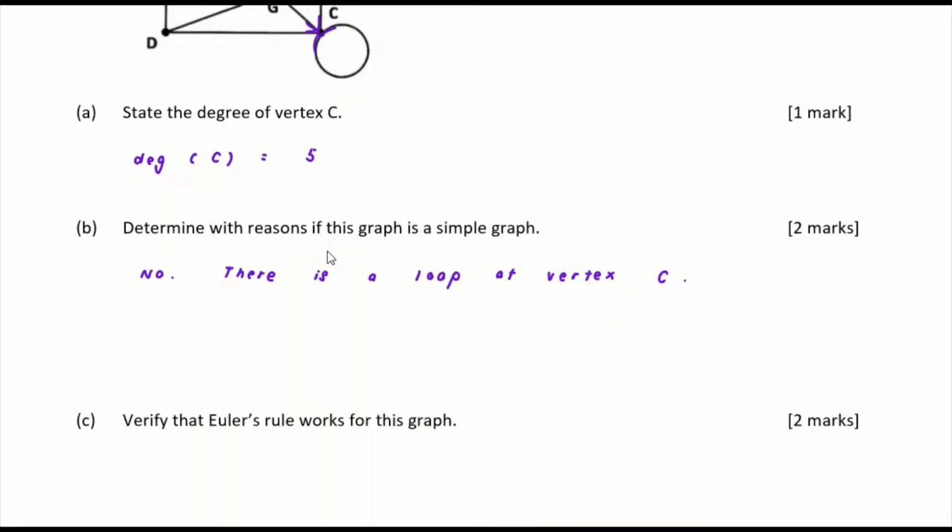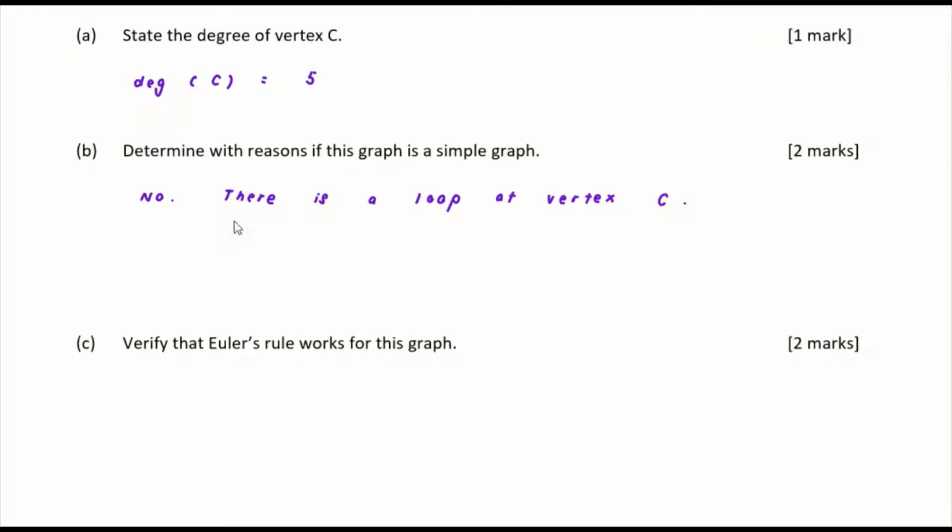Now for this question, 2 marks. 1 mark for mentioning no, because the question asks whether it's a simple graph or not. Then 1 mark if you mention a loop at vertex C.